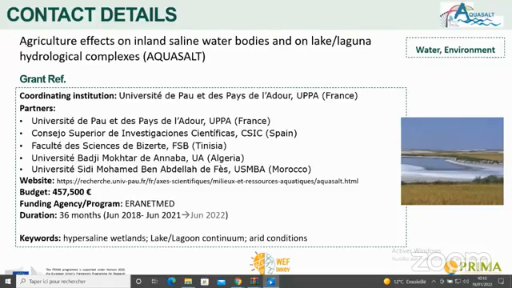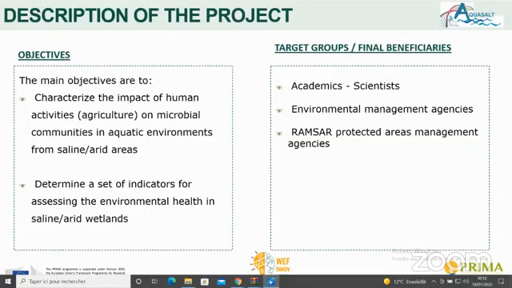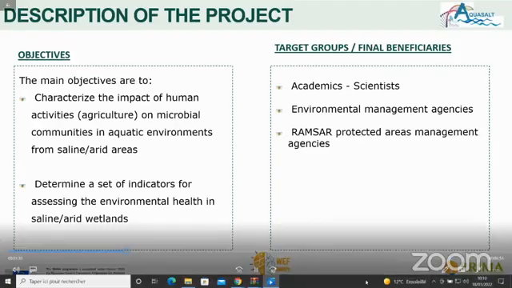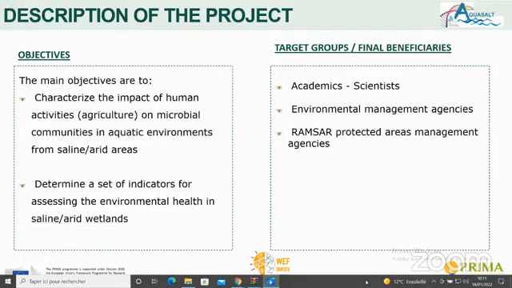The project is funded by the program ERANET-MED with an overall budget of 457,500 euros for a total period of 3 years, extended by 1 year due to delays caused by the COVID-19 pandemic. The whole project Aquasalt is driven by water management preoccupation, with the main objective to gain new insights on the effect of human activities, mainly agriculture, on microbial communities in aquatic environments from saline arid areas, and to determine a set of indicators for assessing the environmental health in such wetlands.